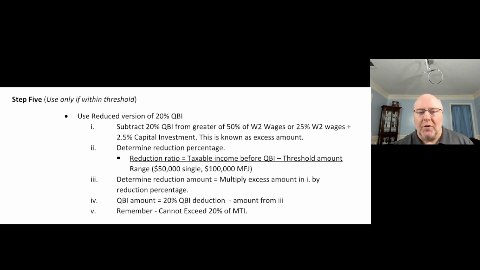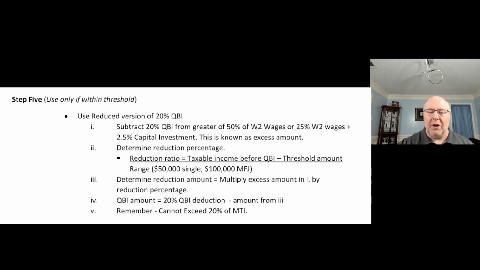All right, so here it is. This is the final one that we have to work through. We've looked at below the threshold, above the threshold, and now we're looking at within the threshold. What we see is a different test. This looks intimidating because now we're dealing with something called the excess amount and a reduction ratio. But when you think about it, we've already used almost every test other than the reduction ratio. So here's how it's set up.